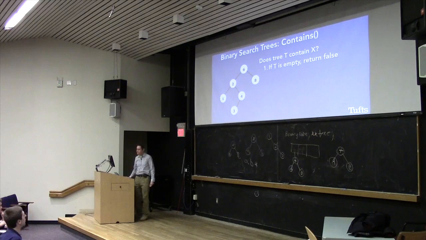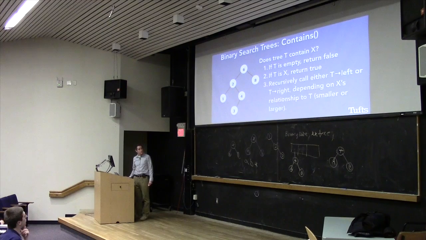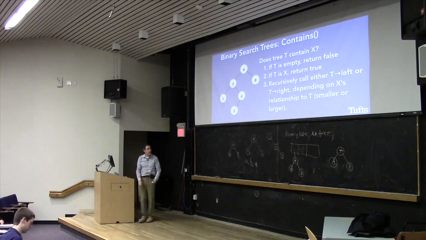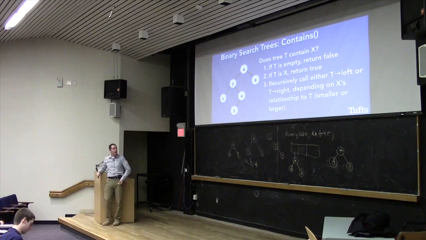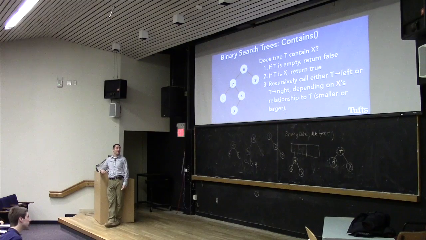Does it contain x? If t is x, return true. Then recursively call either t left or t right, depending on x's relationship, whether it's smaller or larger. Eventually it's going to return false, because you get to 8 and call t left of 8, which calls the function, gets there, and says, nope, it's empty, return false. Pretty straightforward stuff, I think.